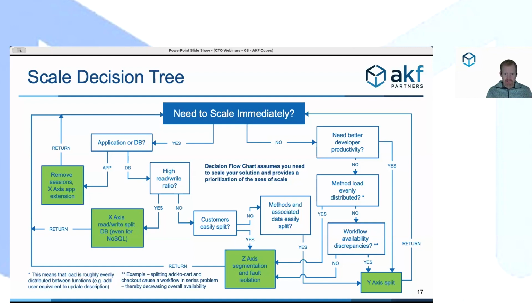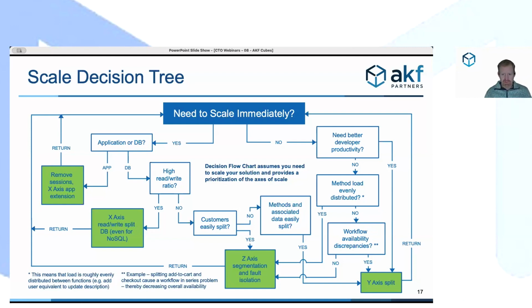The next one is the database. So is there a high read to write ratio? And if there is, then you would want to consider an X-axis split of the database. This also applies for NoSQL databases. A lot of the managed services allow this kind of split. So if that's the case, that should give you some headroom.